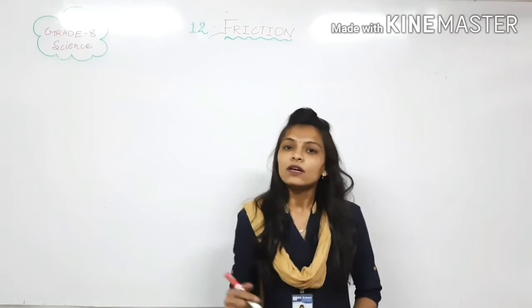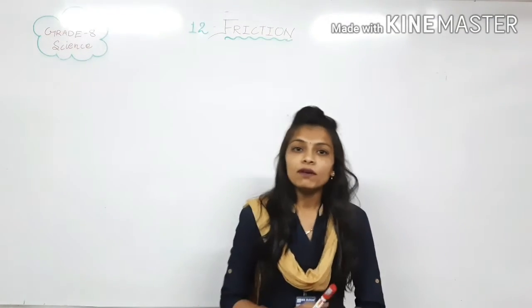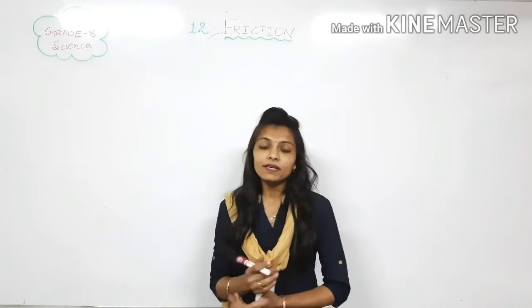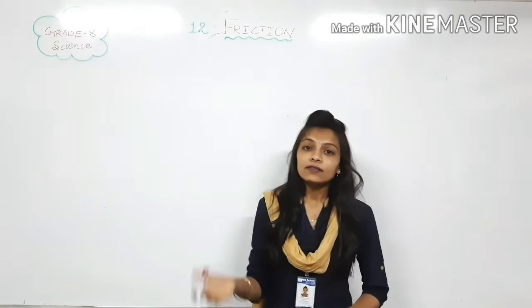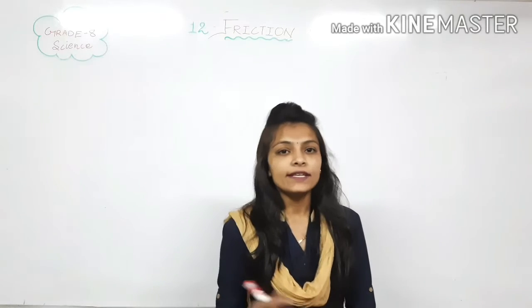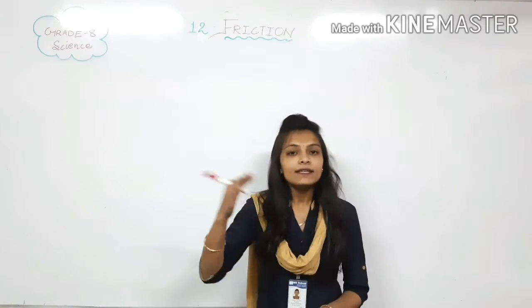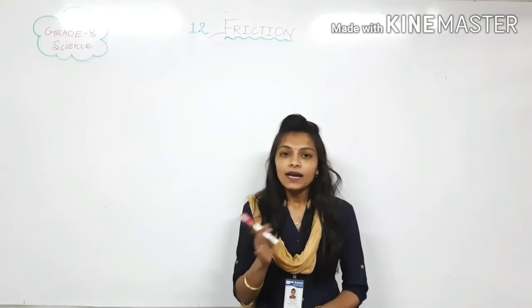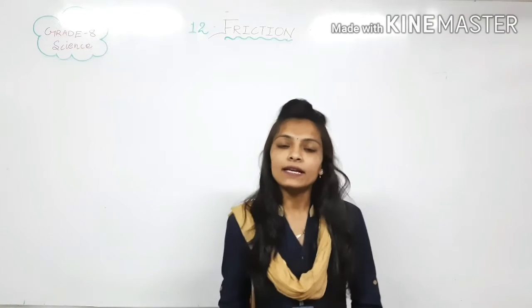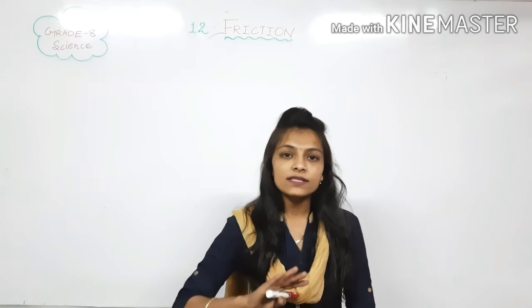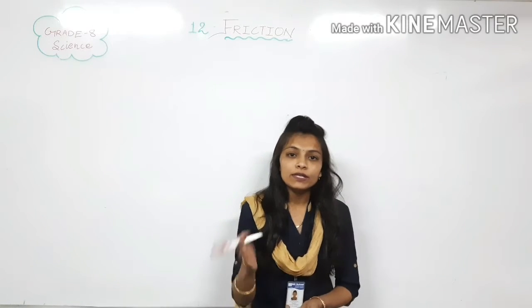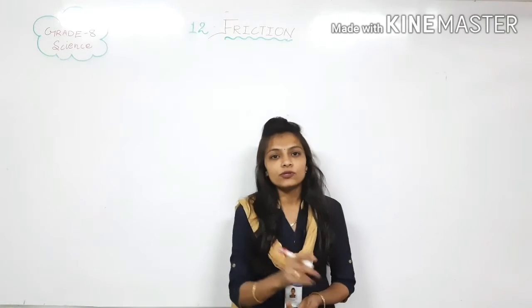So let's try to conclude today's video. In today's video I have explained to you the factors affecting friction. What are the factors that affect friction? That is only two: the surface that applies the force of friction and the surface of the object. And one activity we had performed, in that also we concluded what is the relationship between the motion of the object and the force of friction.